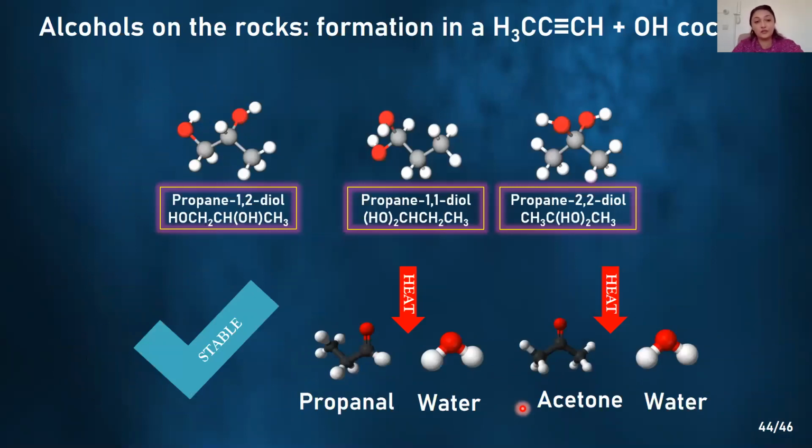So for the formation of the three isomers of propanediol, we also have tentative detections. Propanols should be present in the ice, and they can be hydroxylated to form propanediols. 1,2-propanediol is stable at room temperature, but 1,1 and 2,2 propanediols are not. When 1,1 and 2,2 propanediols are released into the gas phase, they can decompose into propanal and acetone, respectively. So that's what we think we're seeing in the experiments.